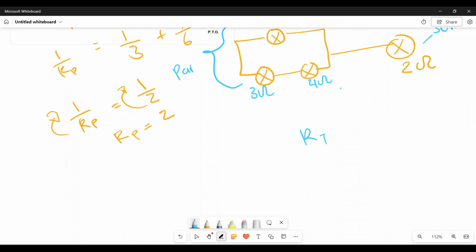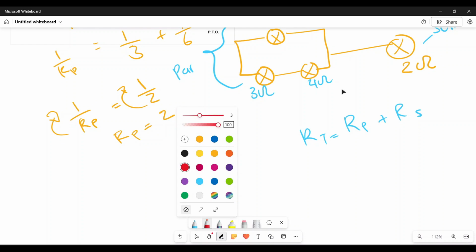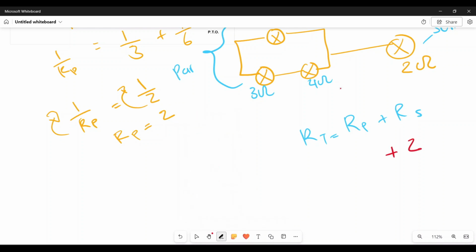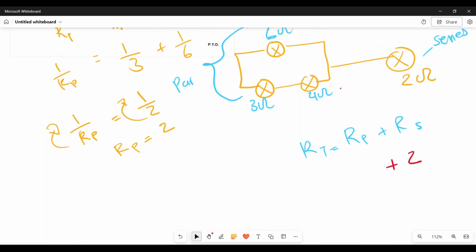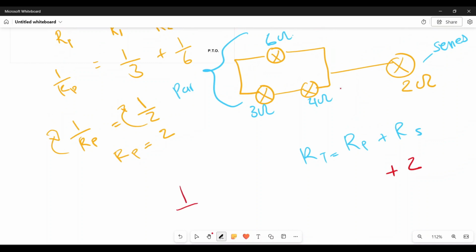Same approach. R total would be R parallel plus my R which is in series. Now my R series, I know that here I have only one resistor in series, so this is going to be 2. What about my R parallel? I have 3 resistors in parallel, so 1 over Rp will be equal to, first I'm going to start with this because it's alone, 1 over 6 plus 1 over, because these two are in series with one another, this would be 3 plus 4, right?